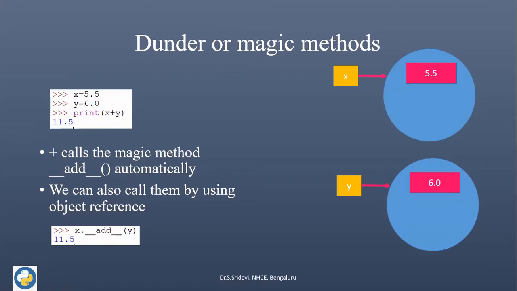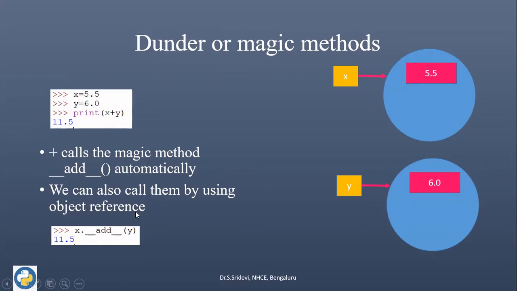And instead of writing like this, print x plus y, we can also call the magic method directly. Here the magic method is not called by us, it is called due to the operator overloading for this particular operator. Instead of that, we can call the magic method. So let's see how to do that.